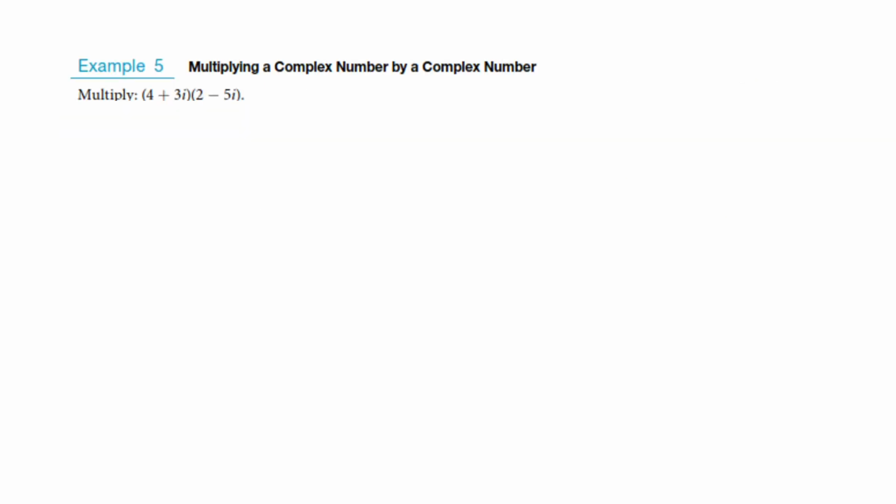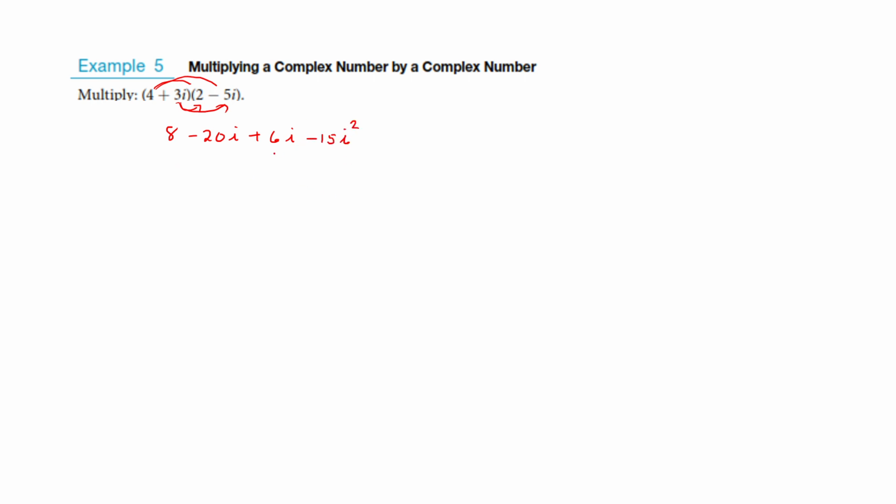So let's do this. What we're doing here is we're going to FOIL this out. We're going to go 4 times 2 gets me 8. 4 here gets me negative 20i. Now we're going to do the 3 through here. So now it's 3i coming here. We're going to get 6i. And the 3 is coming down here, and going to get us negative 15i squared.